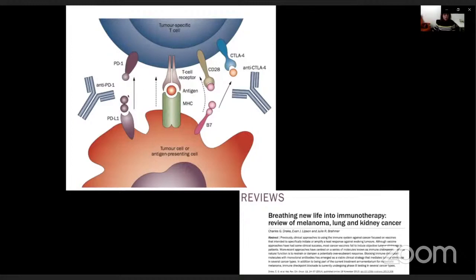So what we need is a substance, an antibody in this case, like nivolumab or pembrolizumab, which blocks the binding from PD-1 to PD-L1. Another immune checkpoint inhibitor is ipilimumab, which is an anti-CTLA-4. It means that ipilimumab blocks the binding from CTLA-4 to B7. So if this binding is prohibited, then the T cells are active. And this is the principle of the immune checkpoint inhibitors.